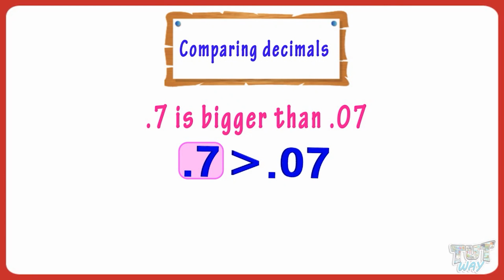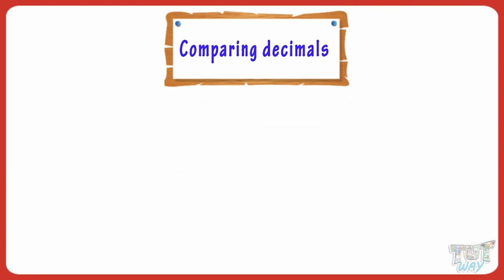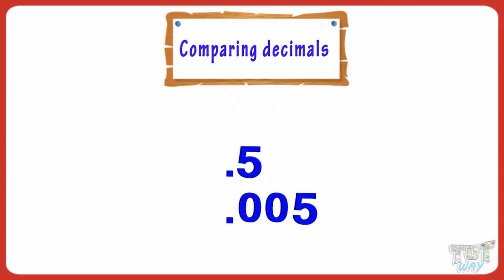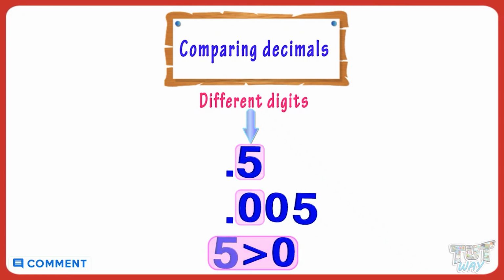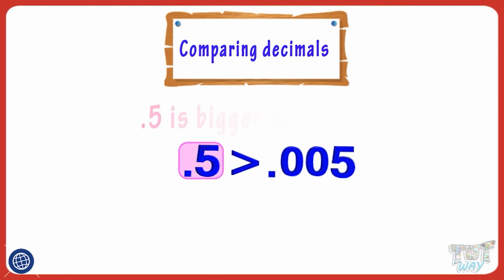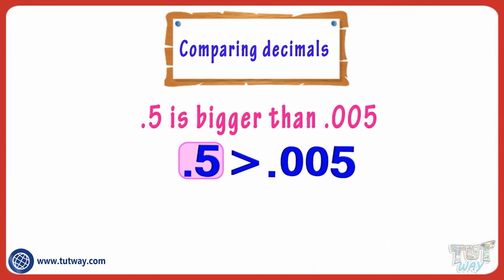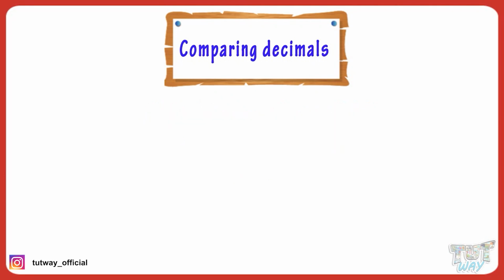Now, let's take another example. Let's compare 0.5 and 0.005. We have to start at the left and look for the first place where the digits are different. And here, the leftmost digits are different. So, comparing 5 and 0, we get 0.5 is bigger than 0.005.